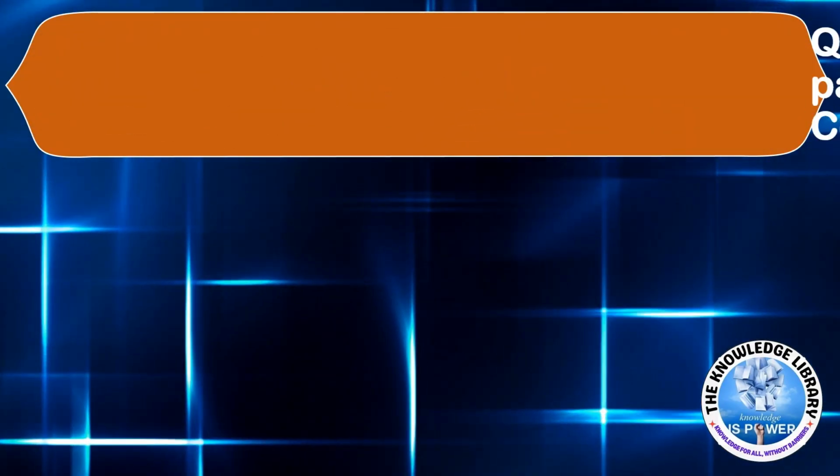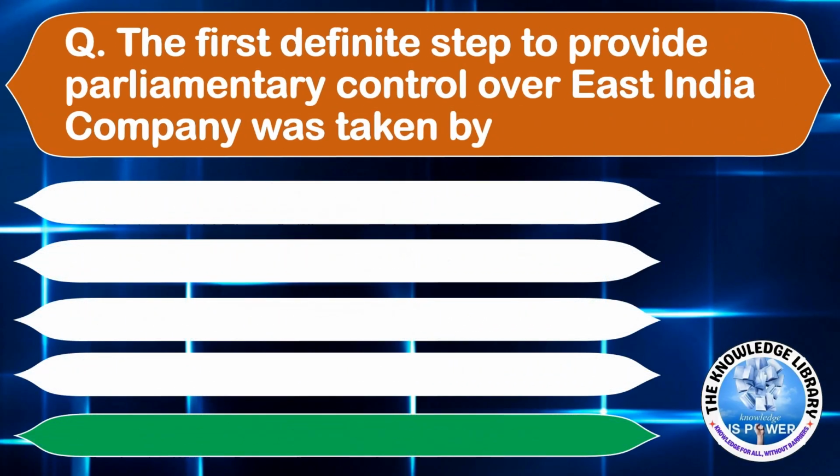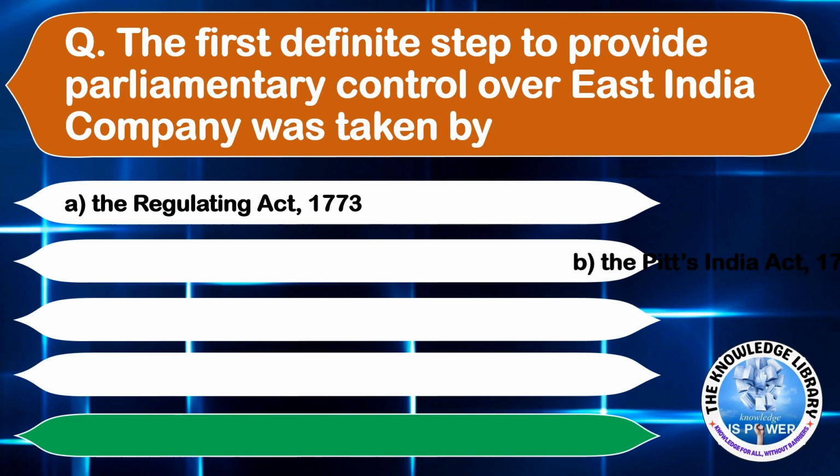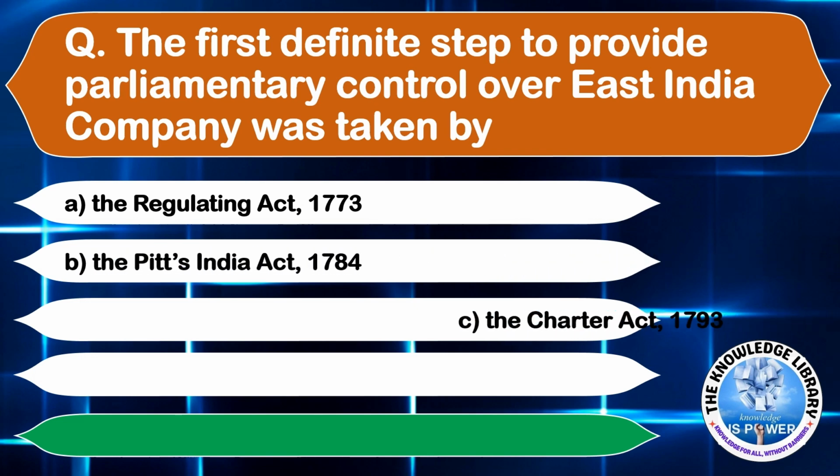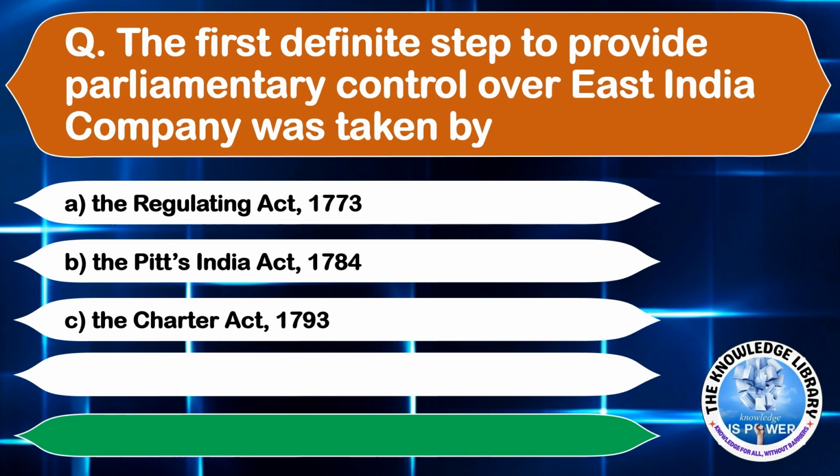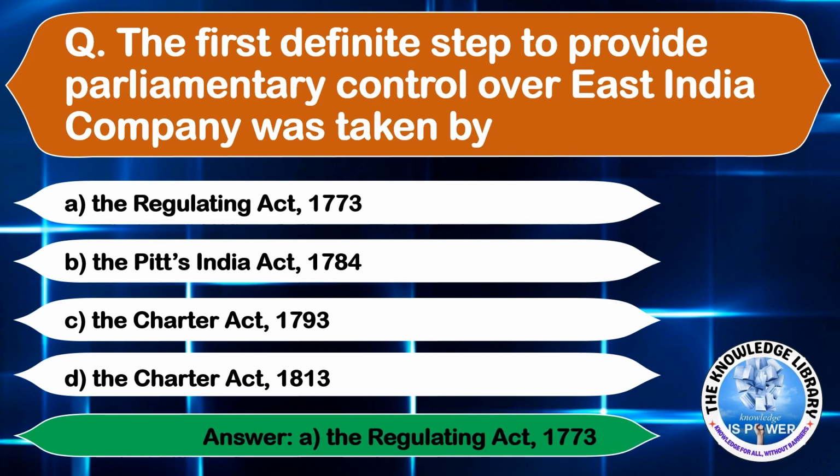The first definite step to provide parliamentary control over East India Company was taken by option A, the Regulating Act of 1773. Option B, the Pitt's India Act of 1784. Option C, the Charter Act of 1793. And option D, the Charter Act of 1813. The correct answer is option A, the Regulating Act of 1773.